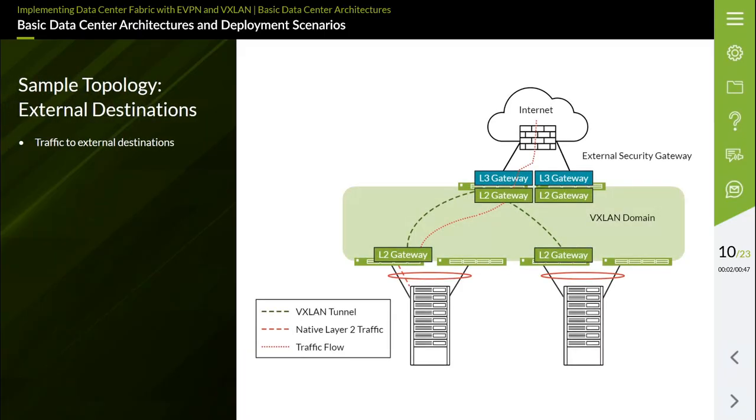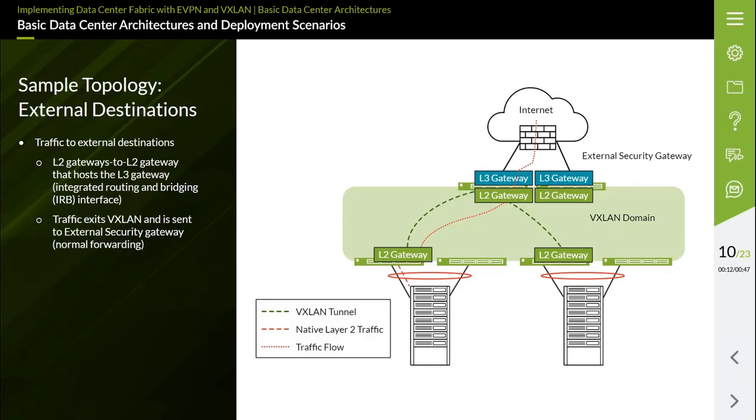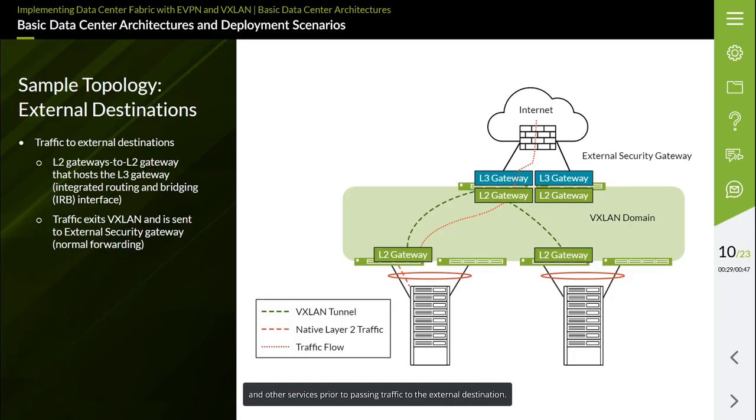Traffic destined to external destinations is forwarded to the spine devices. You configure the IRB interface on the spine device as the default gateway for all VNIs within the VXLAN. Once the traffic arrives on the spine device, it routes to the destination VNI, which is the VLAN associated with the link that connects to the external security device. The traffic is then forwarded to the external security device, which performs network address translation or NAT and other services prior to passing traffic to the external destination.